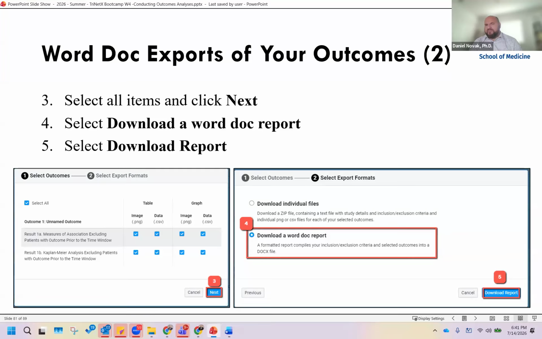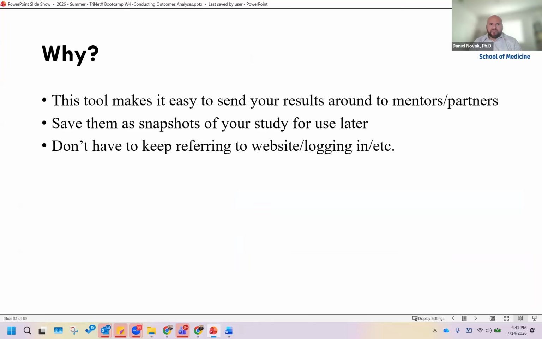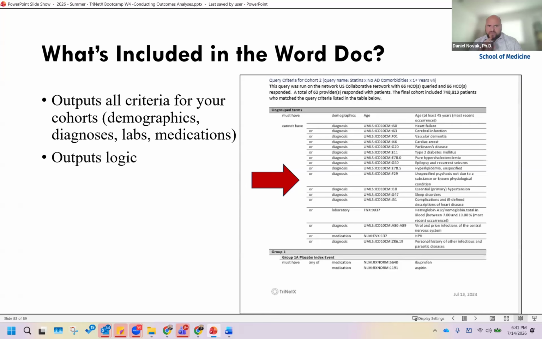And we'll also talk next time about downloading individual files and what that's useful for. But the report makes it easy for you to send your results to mentors and partners for evaluation. You can save them as a snapshot of your study for use later, and you don't have to keep referring to the website and logging in and navigating to your page and all that kind of stuff later on. It's pretty useful that way.